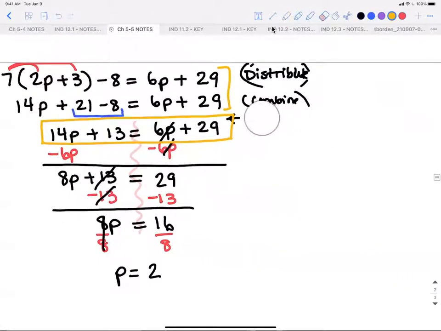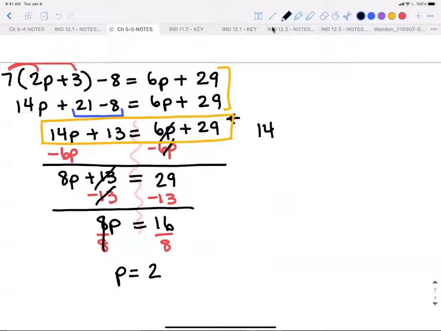So I'm going to move this so it's not in my way. So I'm going to go to this step right here, 14p, but instead of a p, I'm going to put parentheses, plus 13 equals 6 parentheses where there was a p, plus 29.